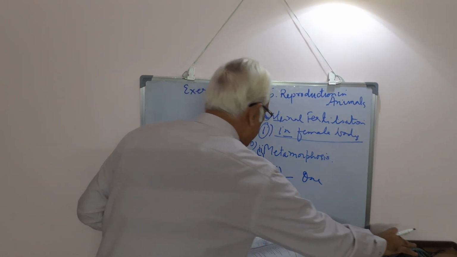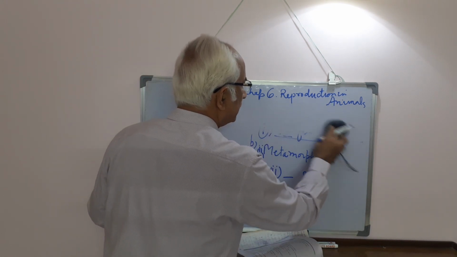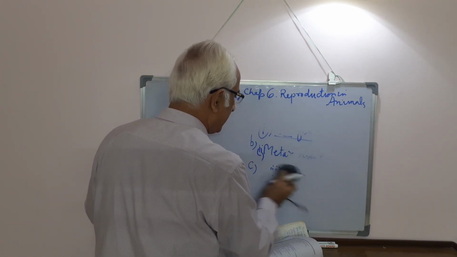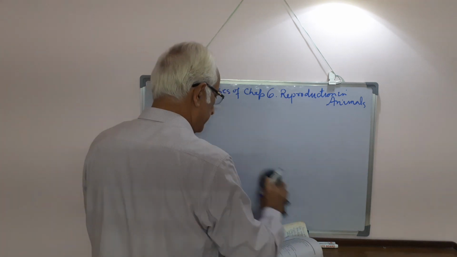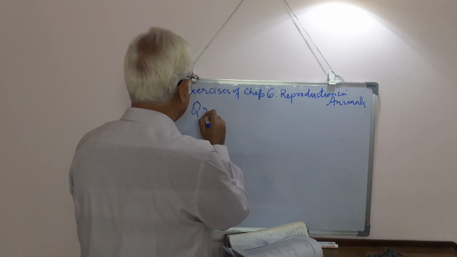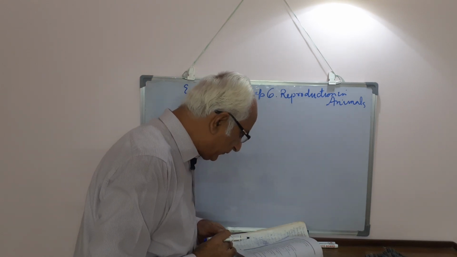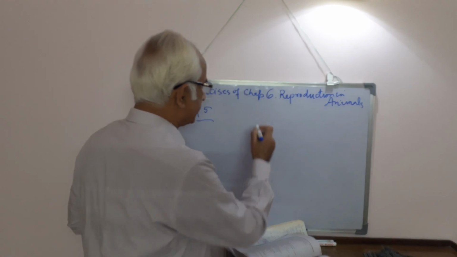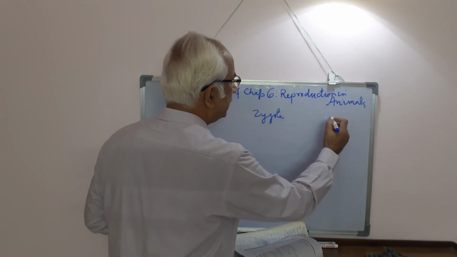So now we'll come to question number 5. Question 4 I have already done in my last video. If you have not seen that video, please see it and you will understand what the answers to question number 1 and 4 are. Question number 5. You have to give 2 differences between zygote and fetus.